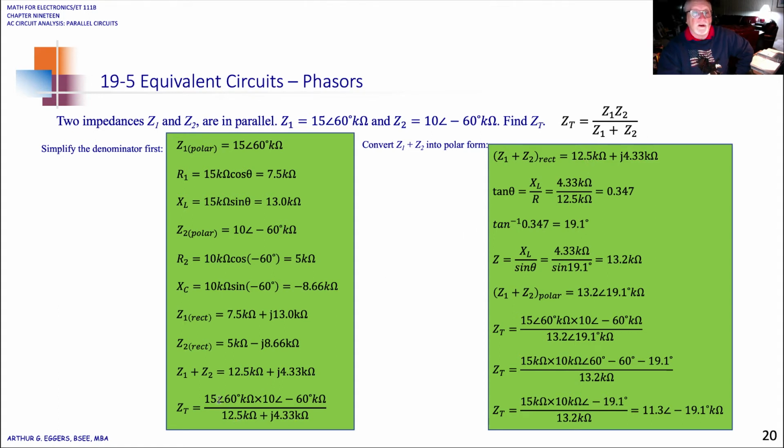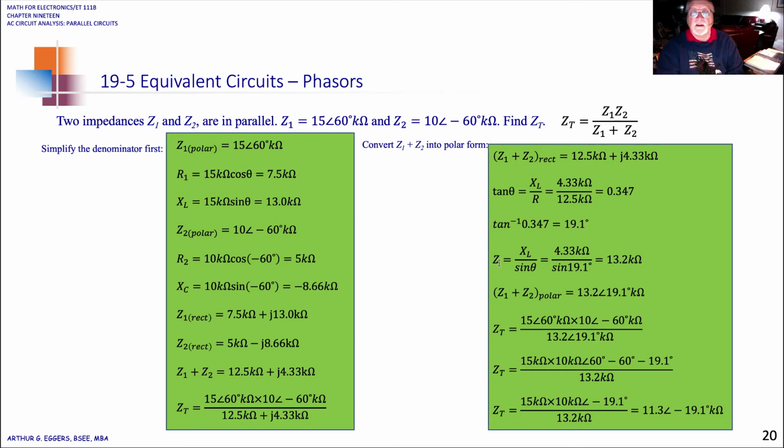So in the numerator, notice we left it in polar form. 15 at an angle of 60, 10 at an angle of minus 60, we multiply the terms together. Okay? So now let's look at converting the sum of Z1 and Z2 into polar form. Z1 plus Z2 in rectangular, we just solved for 12.5 plus j4.33. If we take the tangent of theta, X sub L over R, we end up with 0.347. Take the inverse tangent, we get an angle of 19.1.